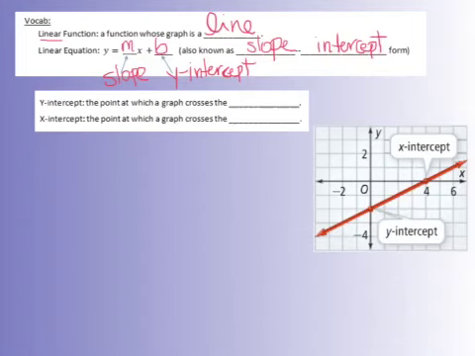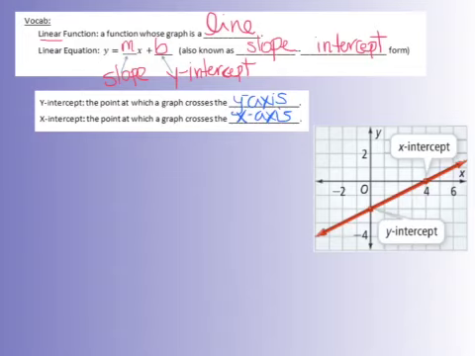So the y-intercept, if we're not too clear on that, for b, that's the point at which a graph crosses the y-axis. Therefore, it's the y-intercept. And the x-intercept is the point at which a graph crosses the x-axis.